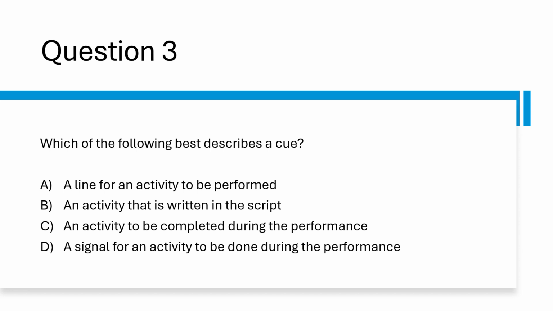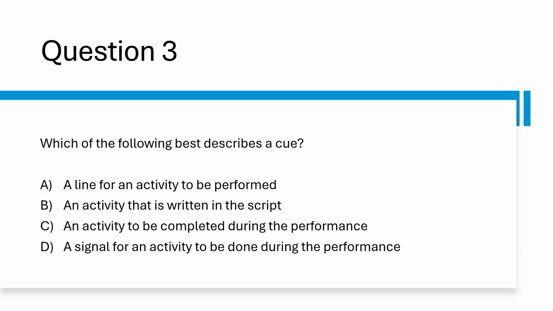C says an activity to be completed during a performance. And so therefore, if the activity is to be completed during the performance and I'm off stage waiting on my cue, it therefore means the activity would already be happening on stage, right? And it rules out C as the possible option. So let's get to D.